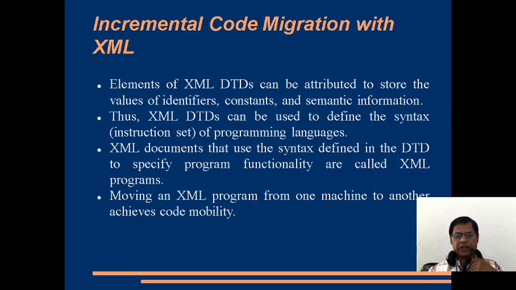Okay, so elements of XML and DTD can be attributed to store the values of identifiers, constants, and semantic information. So they maintain the constant semantic information, so that XML DTDs can be used to define the syntax, that is the instruction set of programming languages, so that it will not go beyond the track. XML documents that use the syntax defined in the DTD to specify program functionality are called XML programs.